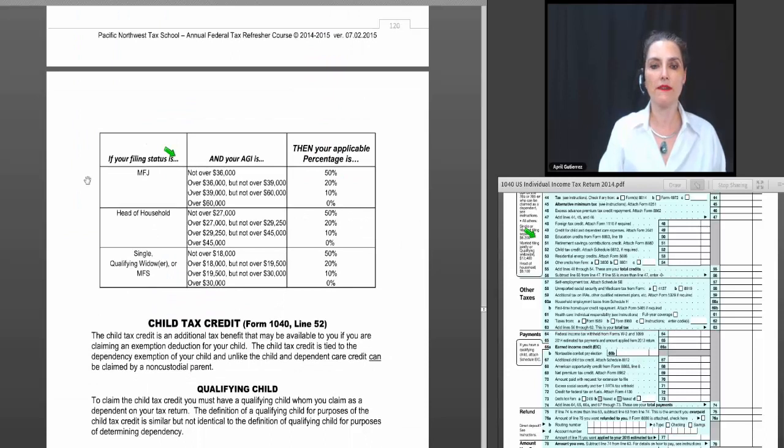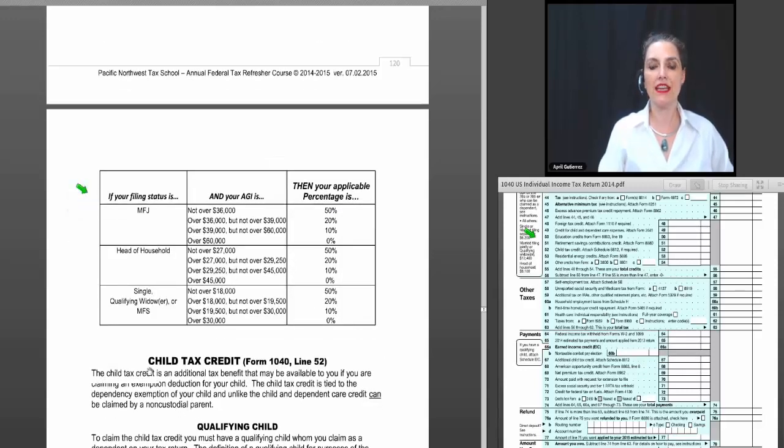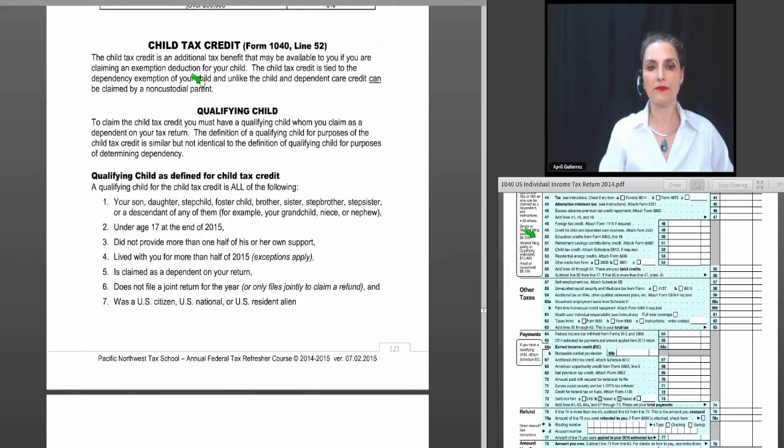If your filing status is married filing joint, this is the phase-out range, and if it's head of household, this is the phase-out range, and then, of course, single filers are down here. So if your income, for example, is not over $36,000 and you are filing jointly, then the credit is 50% of your qualified contribution, not to exceed $2,000 for the year. If your income is over $39,000 but not $60,000 and you are filing a joint return, then the applicable percentage is 10%. These tables are indexed for inflation each year, and you're looking at a 2014 table here.